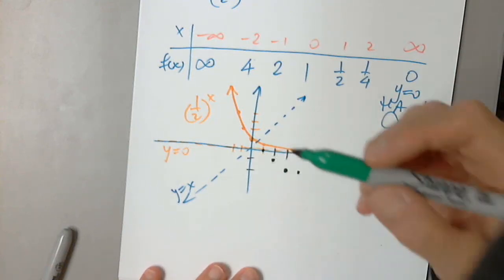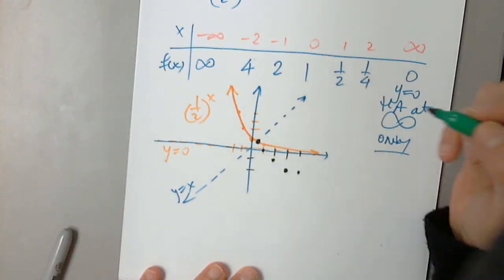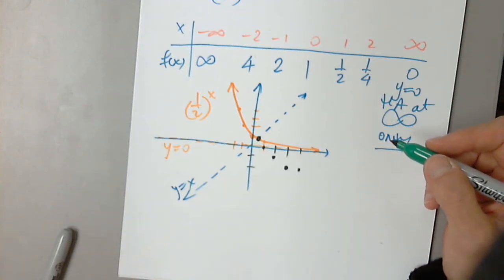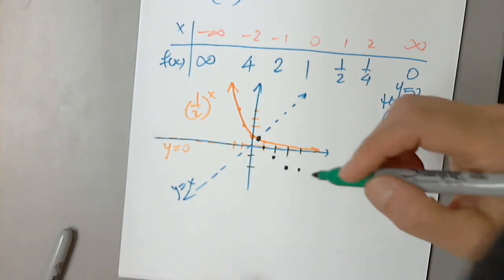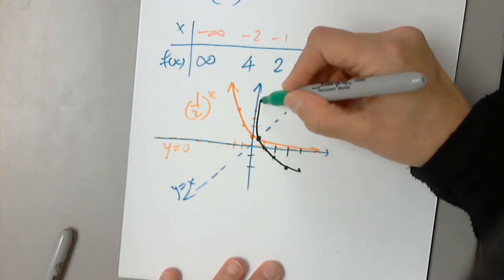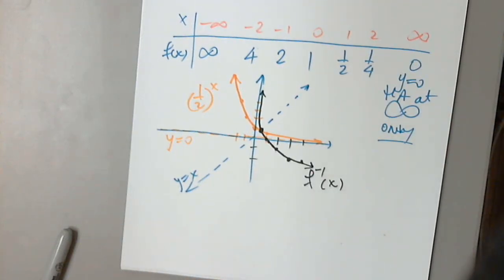Excellent. Where the function crosses y equals x, so will the inverse, because if you reverse that point, it's going to be the same. Right? So that's more than enough. This is the inverse function of 1/2 to the x. Notice that both functions are decreasing. If the original function is decreasing, so is the inverse. If the original function is increasing, so is the inverse.